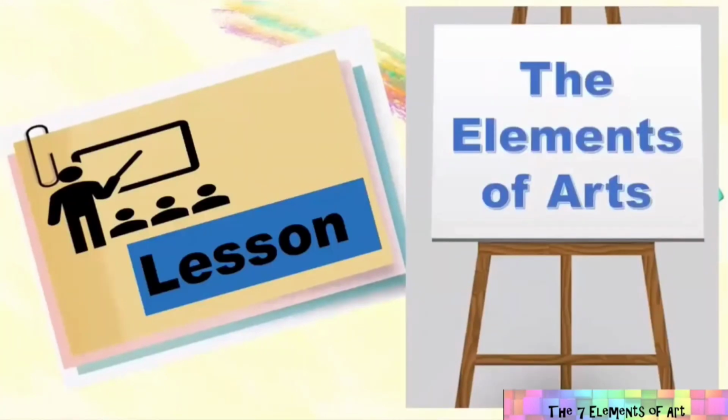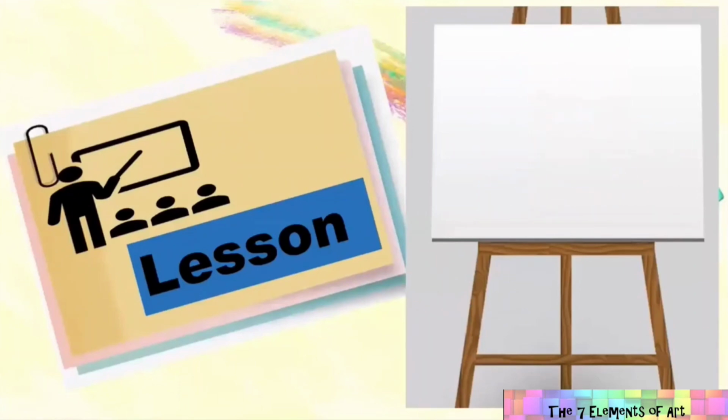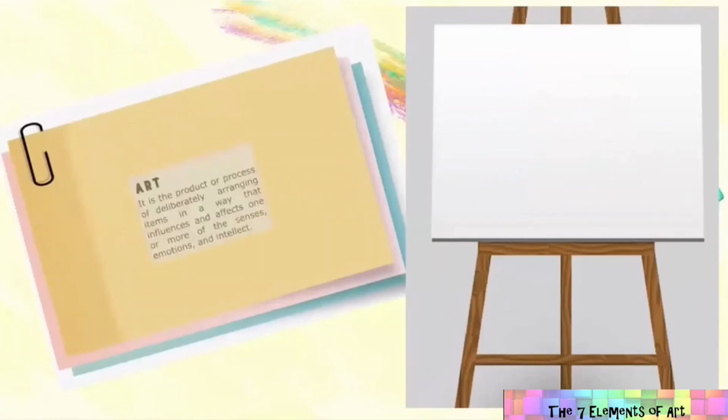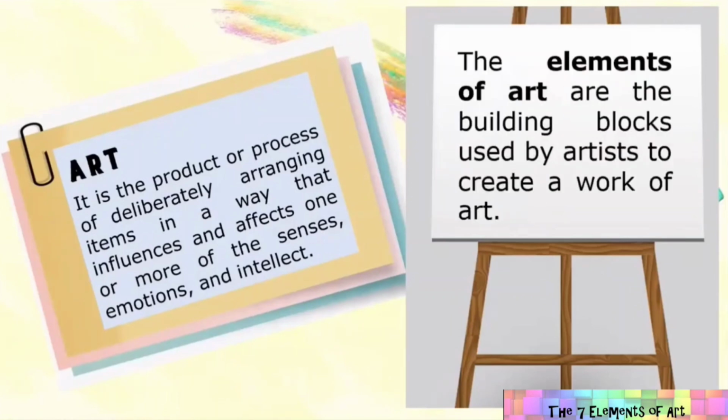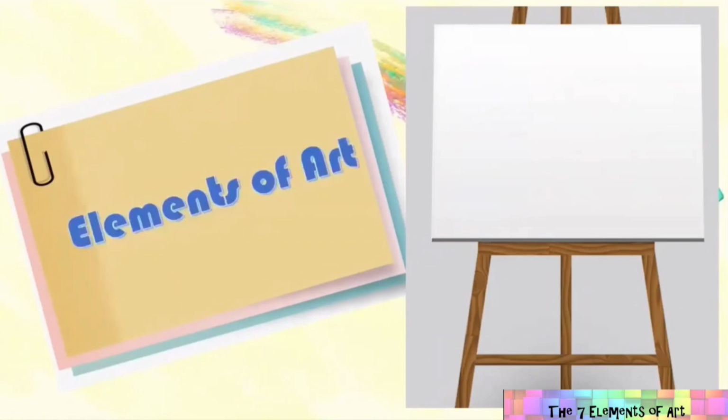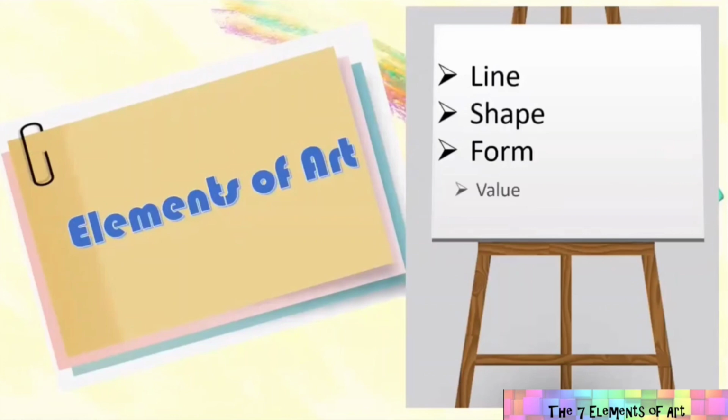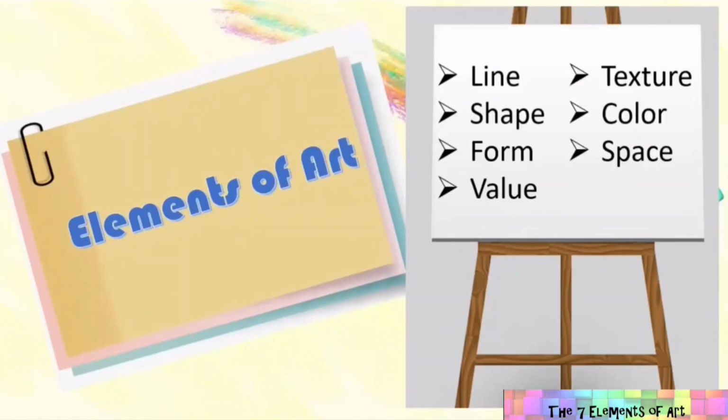The elements of arts. Art is the product or process of deliberately arranging items in a way that influences and affects one or more of the senses, motion, and intellect. The elements of art are the building blocks used by artists to create a work of art. Elements of art: number 1, line; 2, shape; 3, form; number 4, value; texture; then color.